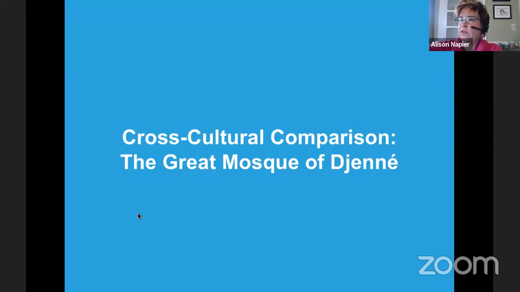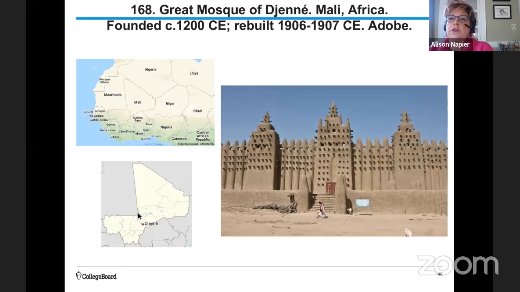Before we leave today, let's make a cross-cultural comparison to the Mosque of Djenné, which yet again we will see how the decisions made, the construction, the forms, the styles, context matters and impacts yet another manifestation of an Islamic religious structure. So we turn our attention to the south and shift to the African continent. Our structure here was built in 1200, but the most recent iteration was completed in 1907.